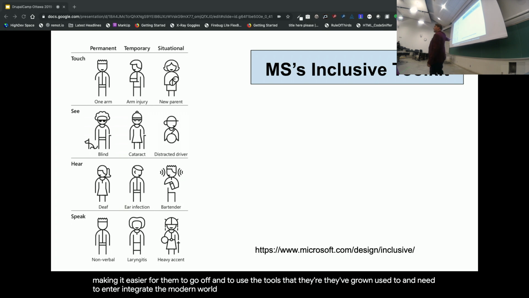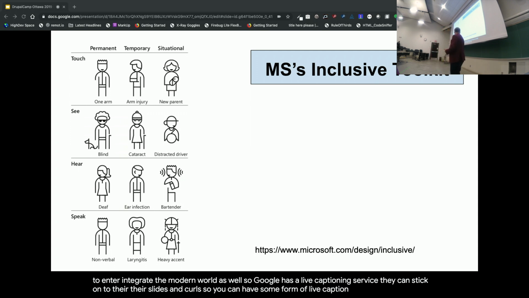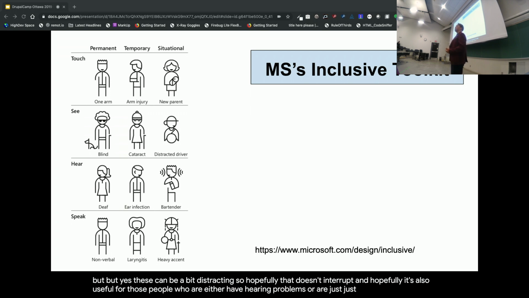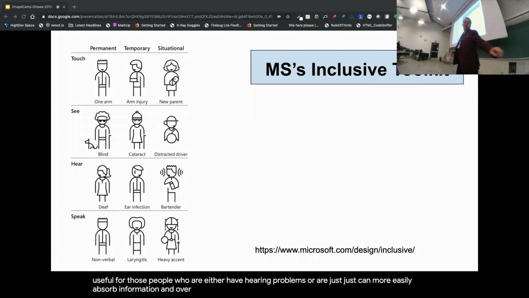I hope that the captioning on the bottom isn't annoying. Just want to point that out as well. Google has a live captioning service that they can stick onto their slides in Chrome, so that you can have some form of live captioning of the event. It's not terrible right now, but yes, it can be a bit distracting. So hopefully that doesn't interrupt, and hopefully it's also useful for those people who have hearing problems or just can more easily absorb information in written form.